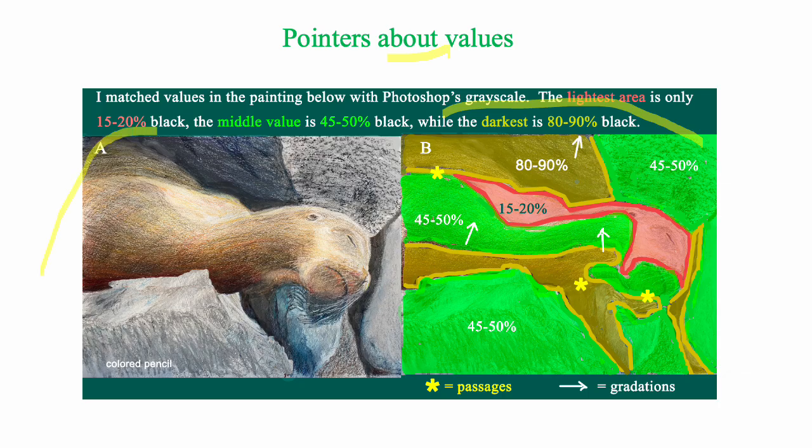So the lightest area is here. You can see it involves his head and part of his body. And I outlined it in red here. And it happens to be about 15 to 20% black. Now the middle value is in green, and it's about 45 to 50% black. And the darkest areas in olive green are 80 to 90% black.